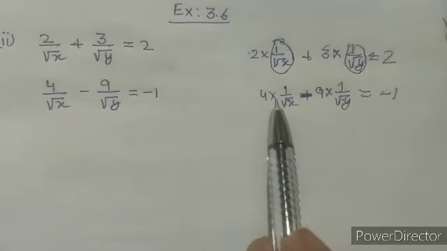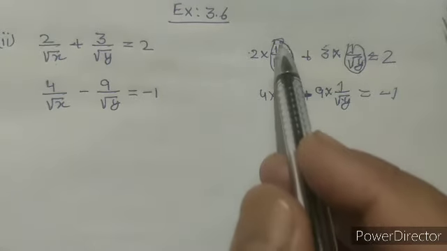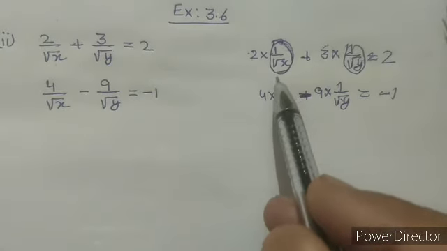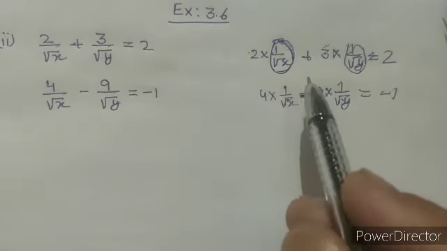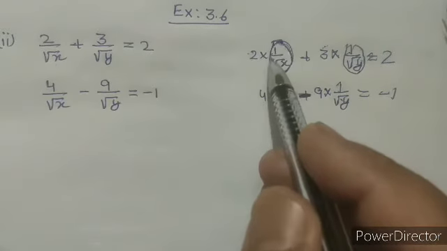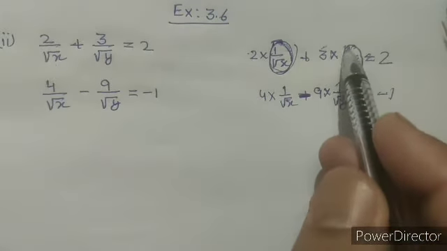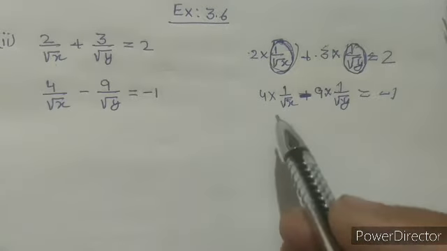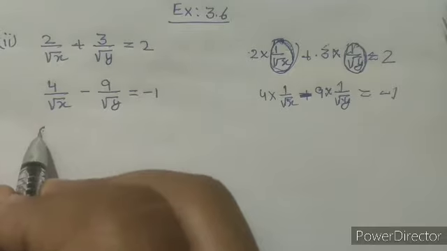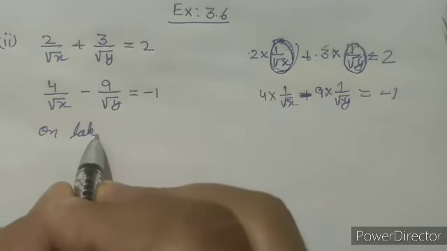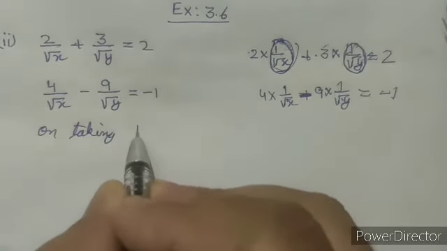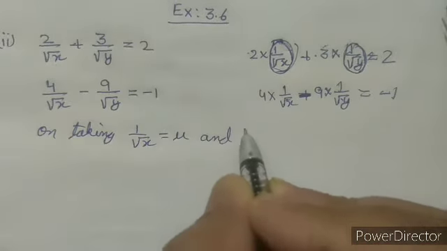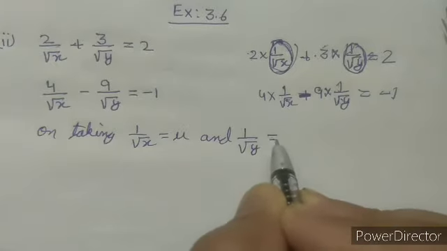We can make this question simpler, or in the form of linear equations in two variables, by taking 1 upon root x and 1 upon root y as other variables in both the equations. Now here I am taking 1 upon root x as u and 1 upon root y as v.